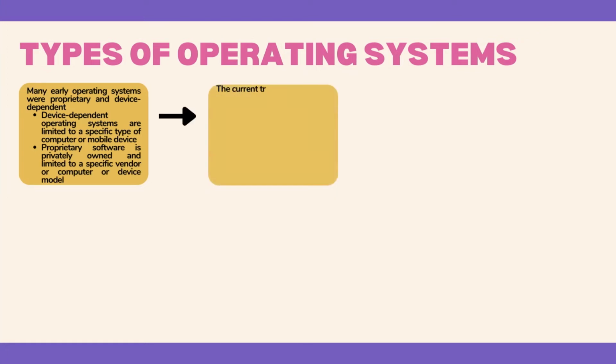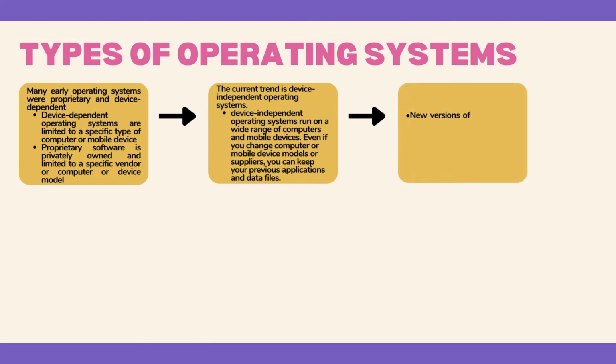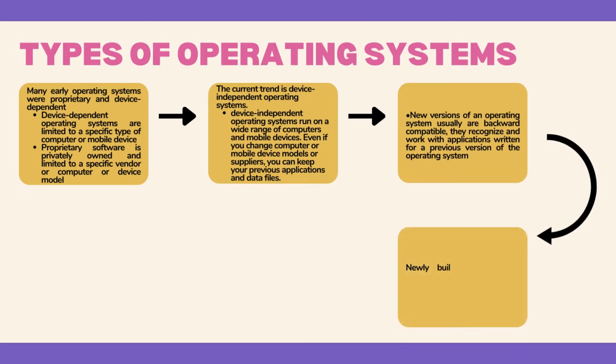The current trend is device-independent operating systems. Device-independent operating systems run on a wide range of computers and mobile devices. Even if you change computer or mobile device models or suppliers, you can keep your previous applications and data files. New versions of an operating system usually are backward compatible. They recognize and work with applications written for a previous version of the operating system. Newly built apps may be upward compatible, meaning they will run on newer operating system versions.